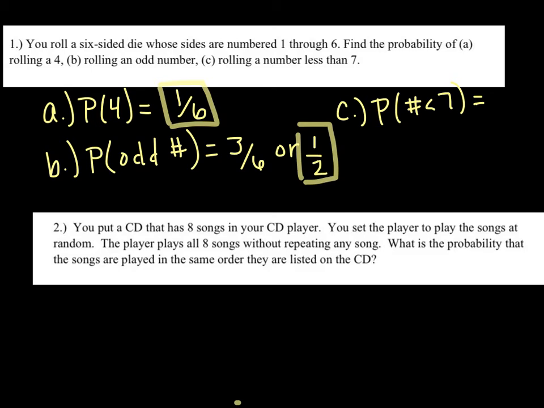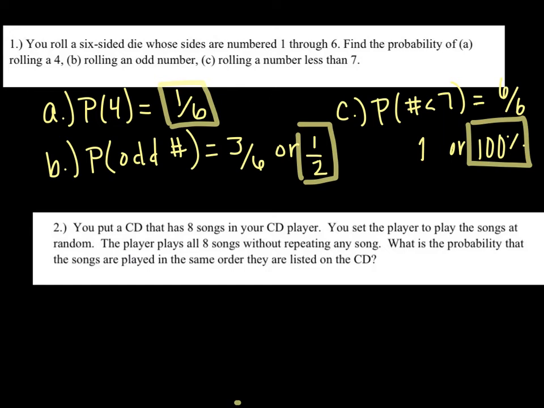And probability of a number less than 7. Well, if all the numbers are less than 7, then this probability is 6 out of 6 or 1 or 100%. All mean the same thing.